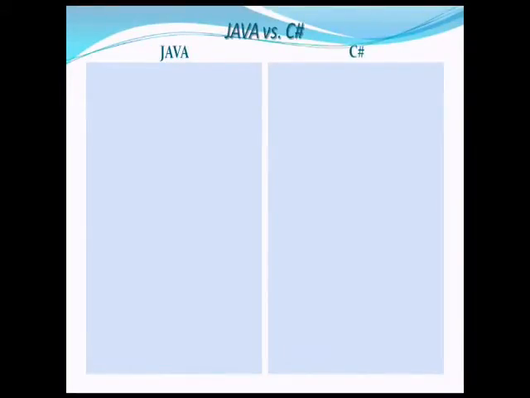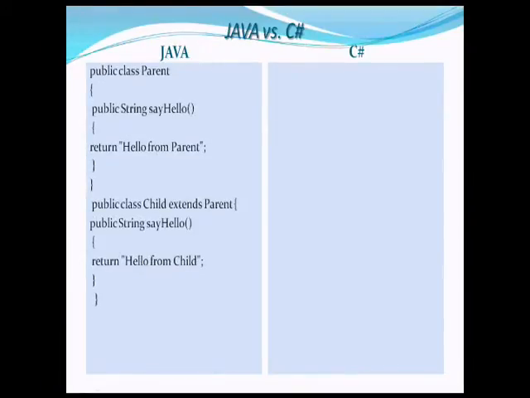Comparison between Java and C#. In a Java subclass, you can override any method of the superclass. The method that is to be called is always determined at runtime. For example, if you write the code like this, if you create a new instance of the child class, when you call the sayHello method, it is always the child one that will be called, no matter what the declaration class is.